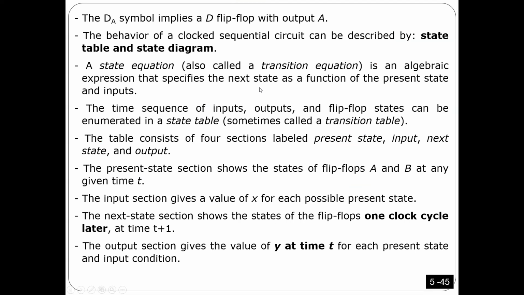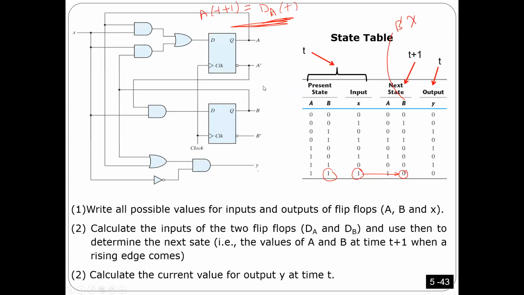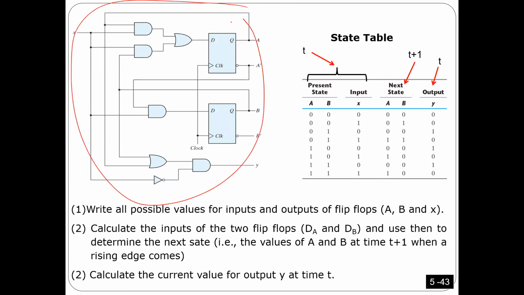So let me summarize what I said. Given the circuit, I want you to make the state table. This state table is similar to the truth table you had before, but this time it's a little bit more complicated, because the output does not only depend on the input as before. The output depends on the input and also the states, A and B.